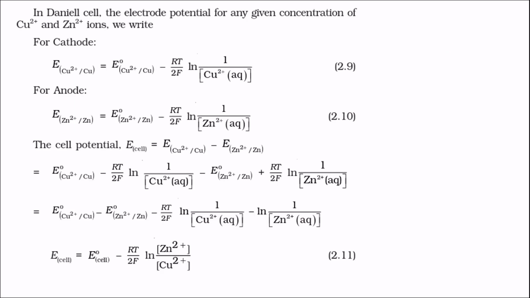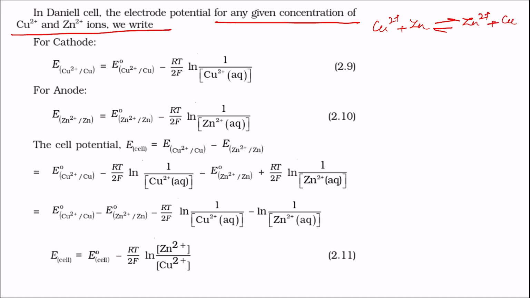In the Daniell cell, the electrode potential for any given concentration of copper and zinc ions. Now, the chemical equation for the Daniell cell is Cu2+ ions plus zinc forming Zn2+ ion plus copper. Copper is the cathode and the reaction at copper is Cu2+ plus 2 electrons forming copper atoms, and zinc is the anode and the reaction at the anode is zinc changing into Zn2+ ions plus 2 electrons.